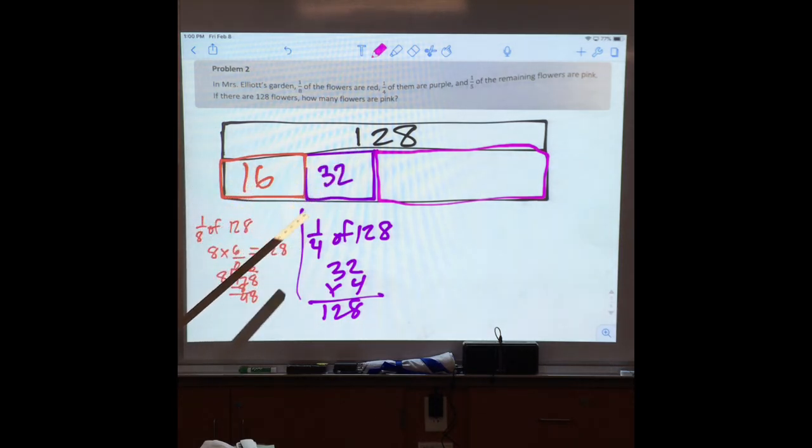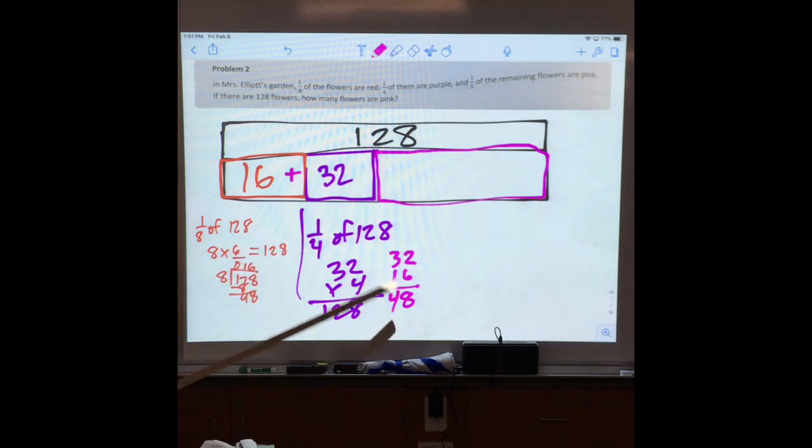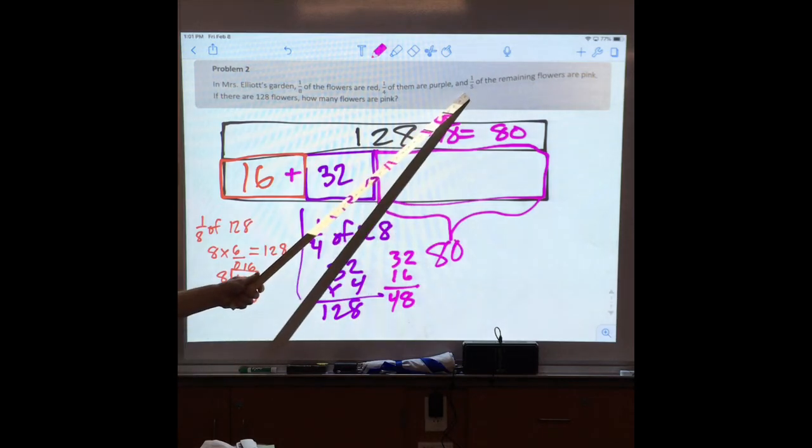So 128, and we're going to have to take some numbers away from this, right? So 16 plus 32 would be 48, right? So if we took out 28, we'd have to take another 20, right? So that's going to leave us with, isn't it going to be 80? So we know the rest of this is going to be, and they're saying 1/5 of them.